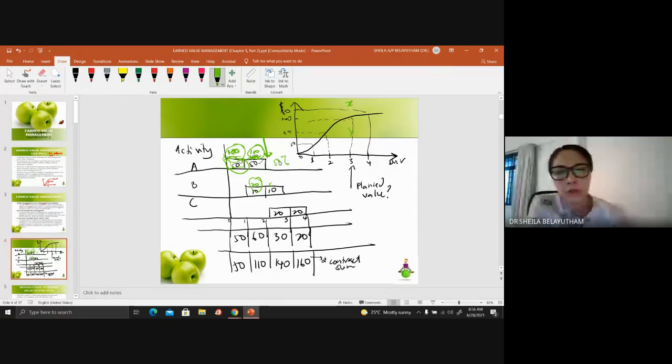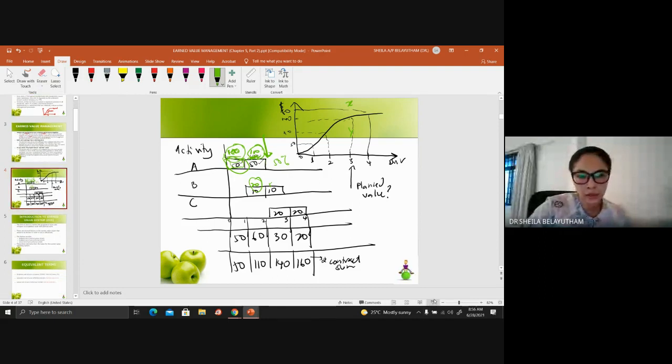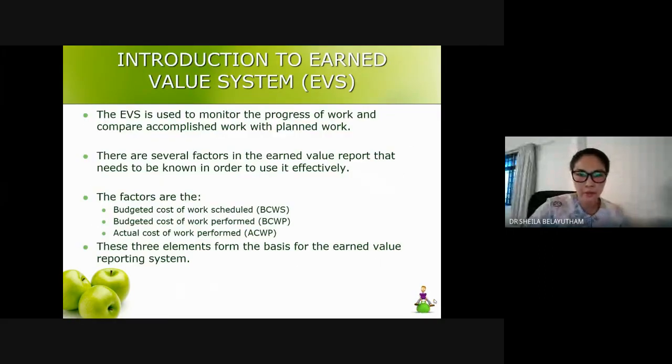Okay, so that is just basically a general idea lah. Actual cost is actual cost. So let's just move on to the next one. I think you will get a better understanding from there. So hence the introduction to the earned value system. The earned value system basically is pretty straightforward.